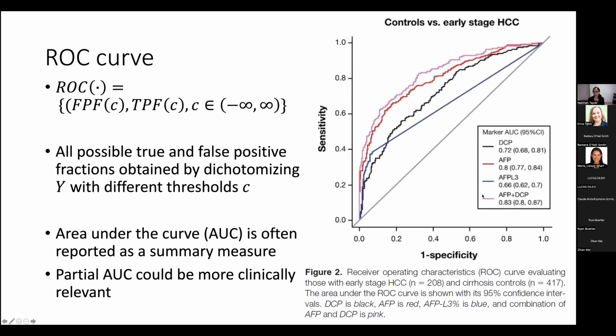If we go back to our example, you can see AFP, this red line, is the biomarker that had the highest AUC, 0.8. DCP was not as good with 0.72. AFPL3, because of this limit of detection issue in this version of the assay, was 0.66. And then they also found that if they combined AFP and DCP, they did a little bit better than AFP alone. So this is an example of using ROC curves to evaluate these biomarkers.